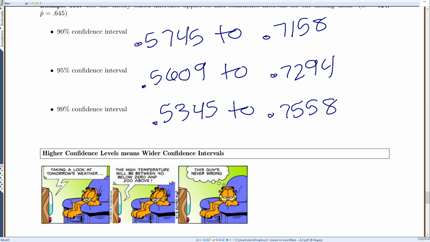So here's one of my favorite comics because it teaches this lesson. We have Garfield taking a look at tomorrow's weather. The high temperature will be between 40 below zero and 200 above. And he says, this guy's never wrong. So if you say your high temperature tomorrow is going to be between negative 40 and 200, are you going to be correct? Yes, you're going to be correct. Like guaranteed 100%, you're going to be correct.